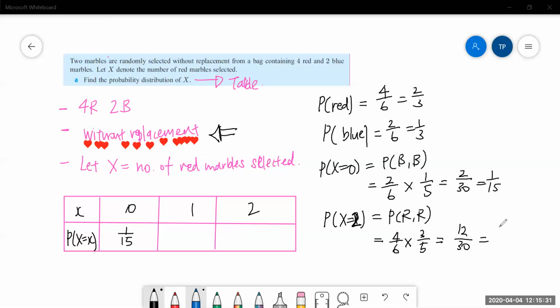Which is equal to 2 over... Eh? Oh, yeah. Correct or not? Yeah, correct. 2 over 5.